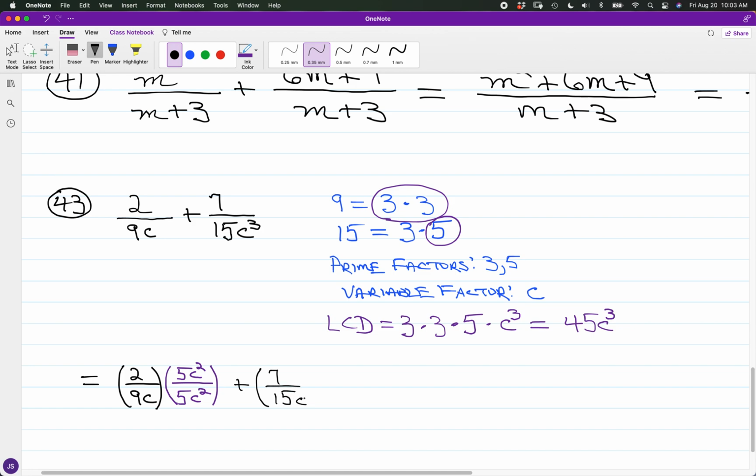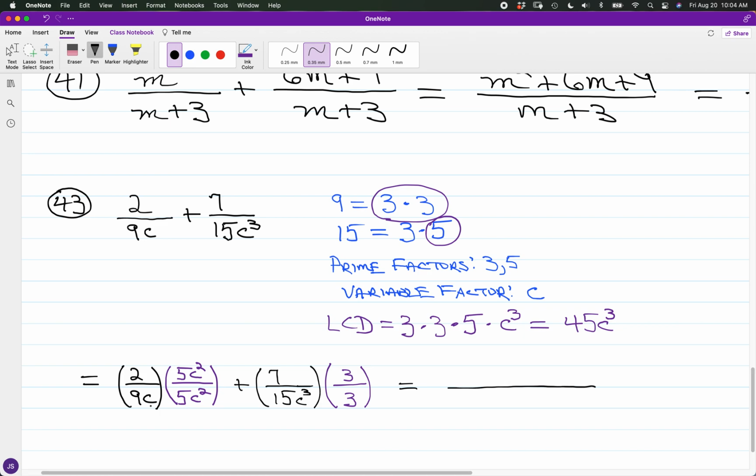For 7 over 15C cubed, we already have the cube of C, and for this second ratio we need to multiply by 1 in the form of how much 15 goes into 45 divided by that amount. So 15 into 45 is going to be 3, so we're going to multiply this second ratio by 3/3, and just taking what we have now.